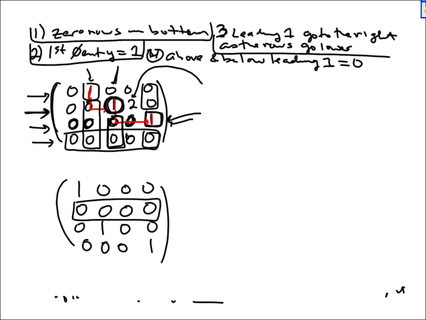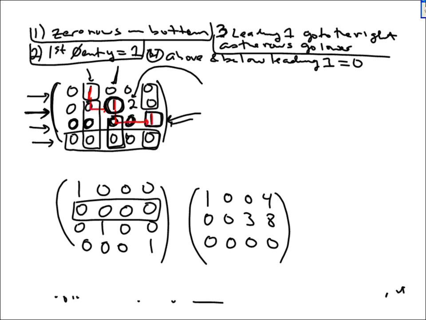Okay. Now, what about this matrix? 1, 0, 0, 4, 0, 0, 3, 8, 0, 0, 0, 0. Well, condition 1 has been met. The row or rows of 0 are on the bottom. Good. But condition 2 has a problem. In row number 2, that's the first non-zero entry, but it's not a 1. So it fails condition number 2.